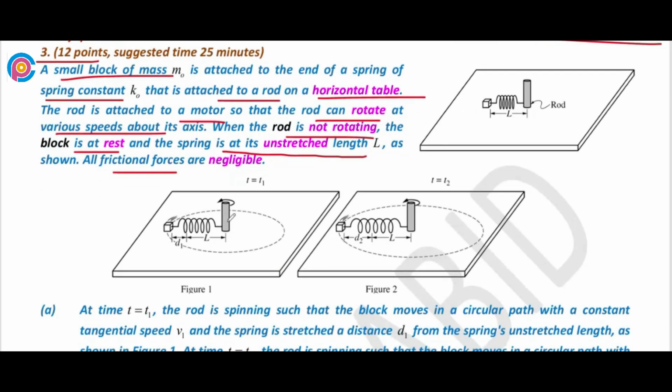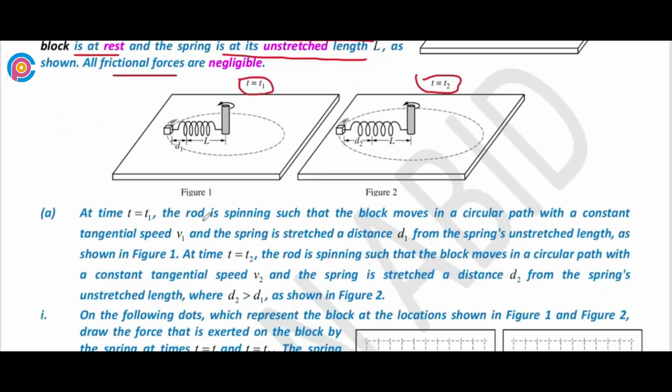In the next part, there are two different times, t equal to t1 and t equal to t2. This shows that as time increases, the distance from the axis of rotation increases. At time t1, the rod is spinning such that the block moves in a circular path at constant tangential velocity v1. The spring is stretched by a distance d1 from the spring's unstretched length, as shown in the figure. That means the total distance is d1 plus L.